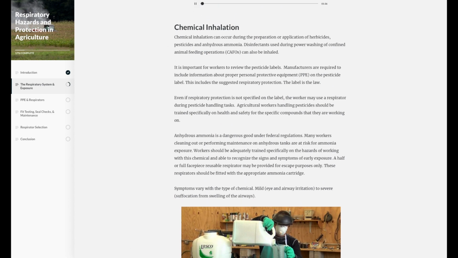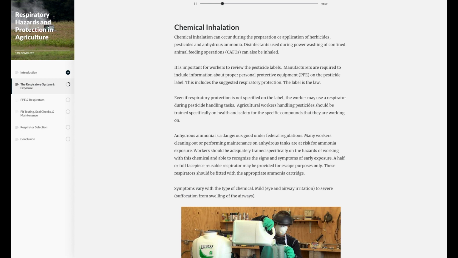Chemical inhalation can occur during the preparation or application of herbicides, pesticides, and anhydrous ammonia. Disinfectants used during power washing of confined animal feeding operations, or CAFOs, can also be inhaled.